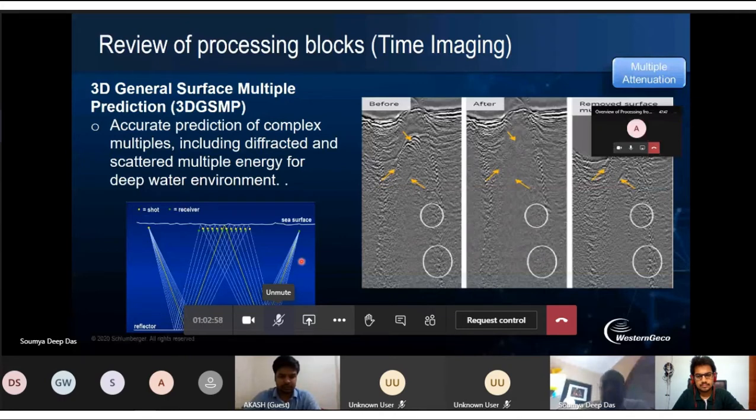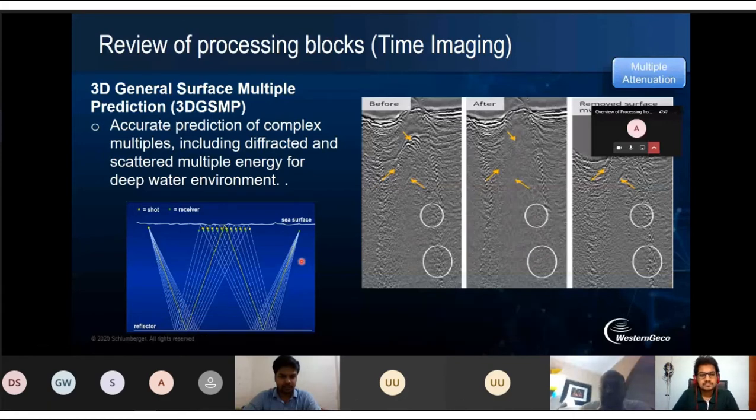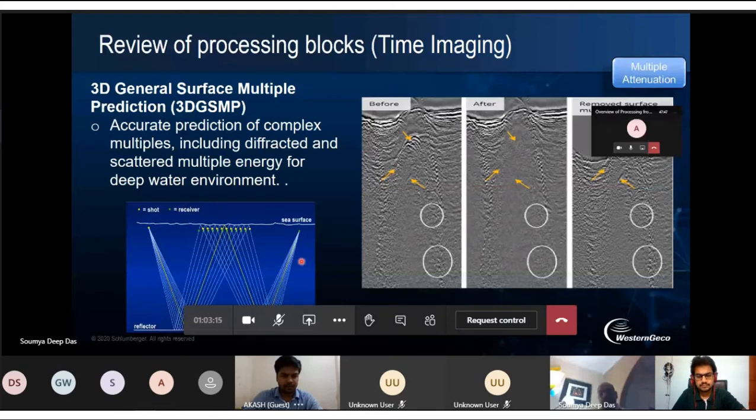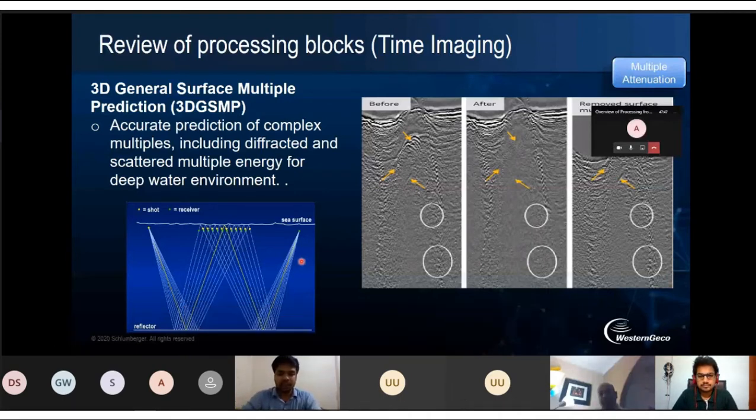Yes, perfect. So this is actually also 3D SRME. The industry name is 3D SRME, surface related multiple elimination. And when you say statistical, what do you mean? It uses the real data information.